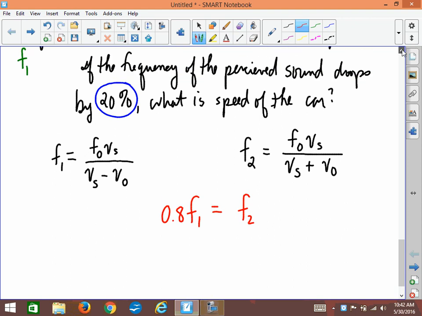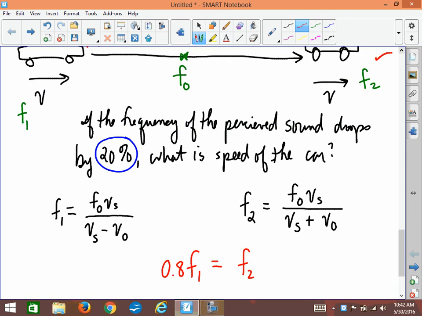So the frequency that we hear over here after it passes us is only 80% of what it was when it was approaching us because it's dropped by 20%. The drop has to be taken off. You can't use 20% in the equation. You have to always use how much is left over.